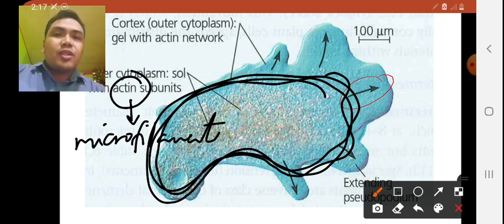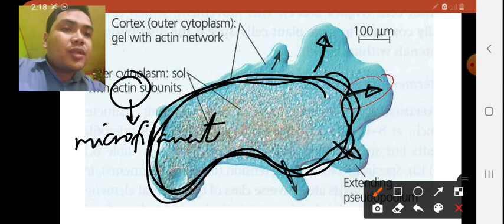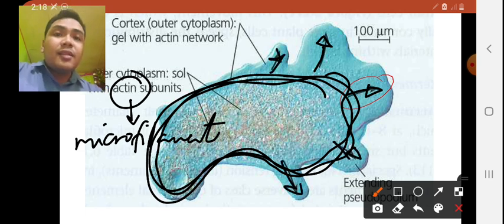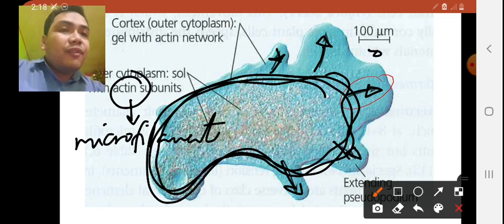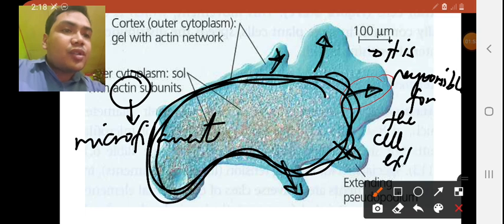And for the next question, what is the major function of the microfilaments among the various species of amoeba? So it's very simple. That is, the microfilaments are actually responsible for the cell extension. As you notice, these arrows indicate that the cell extends. Okay? We have cell extensions. So therefore, it is responsible for the cell extensions.